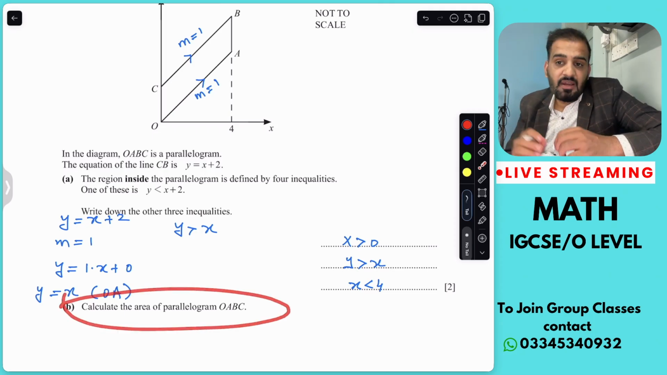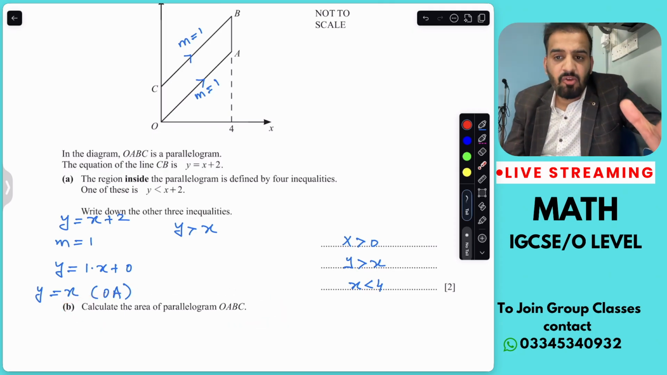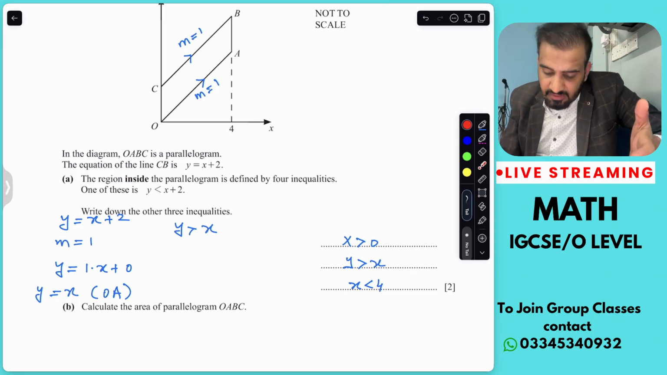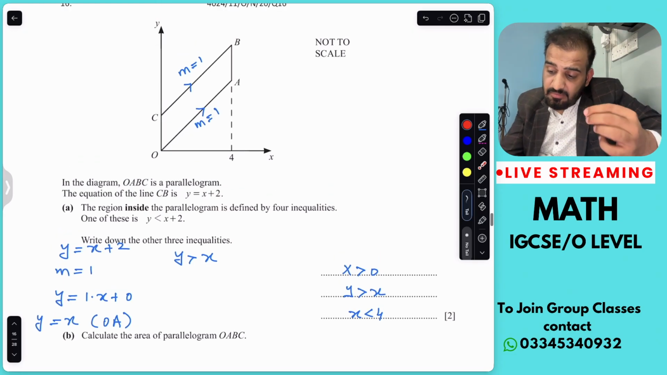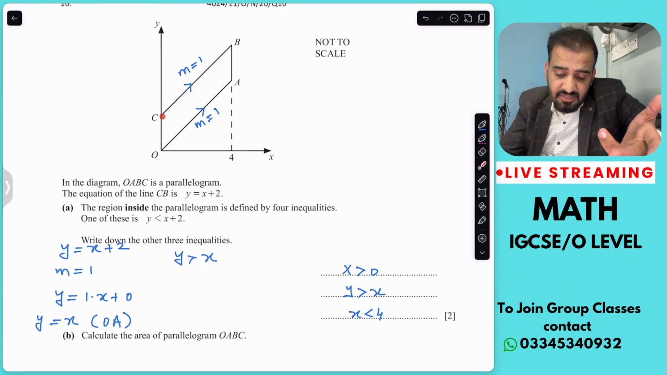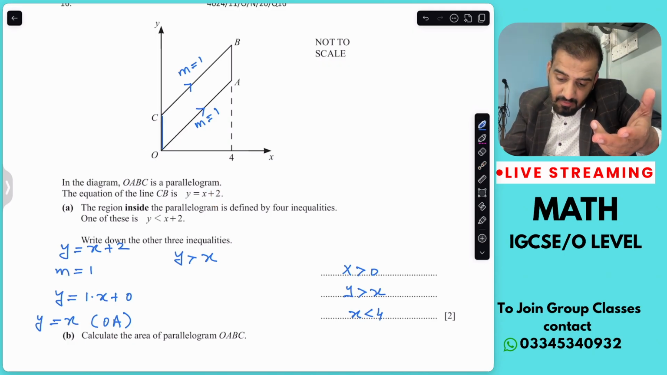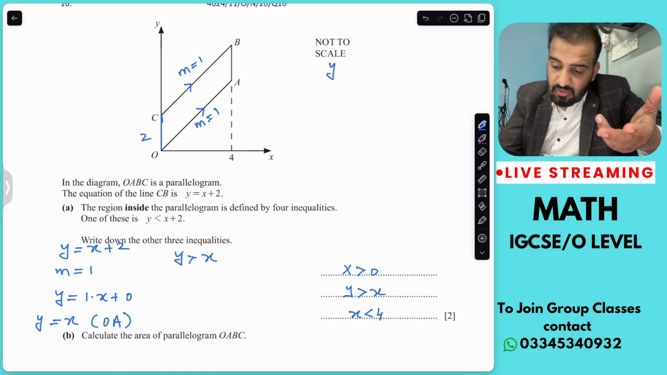Calculate the area of parallelogram OABC. You know that the area of a parallelogram is base into height. A triangle is half base into height, but for a parallelogram it is simply base into height. Let's consider this as the base, which is 2, because this line is x plus 2. So the length of OC is 2.